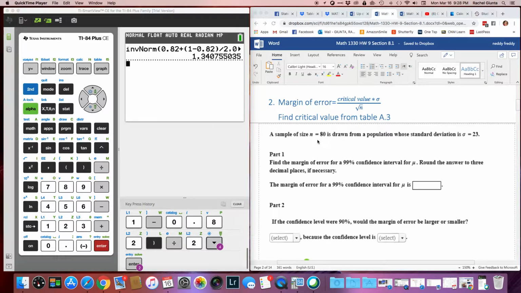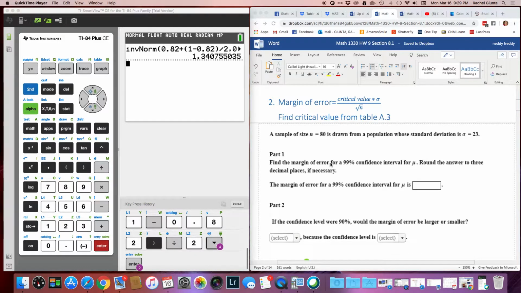So this is 8.1, example 2. When you're asked to find the margin of error, the equation for that is the critical value times the standard deviation, which is the sigma symbol here, divided by the square root of n, and n is your sample size. So you're directly given the sample size and the standard deviation, so you just have to plug those in, but you do have to find what number to use for your critical value.